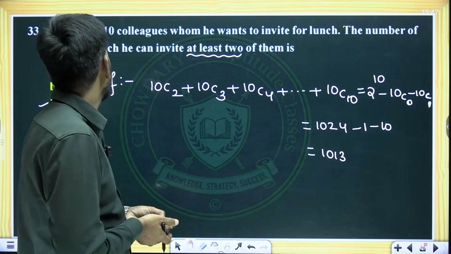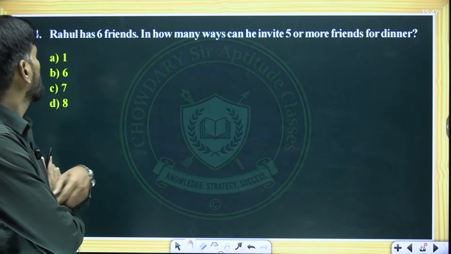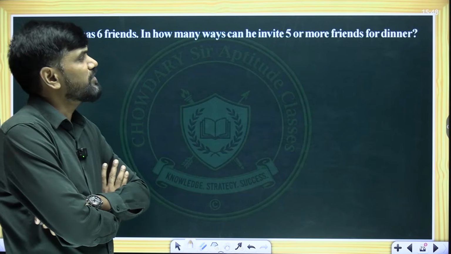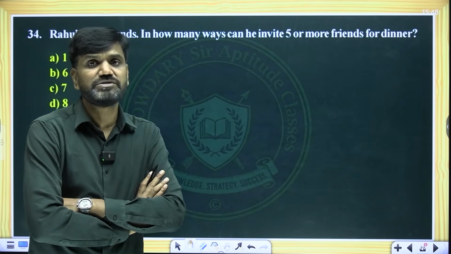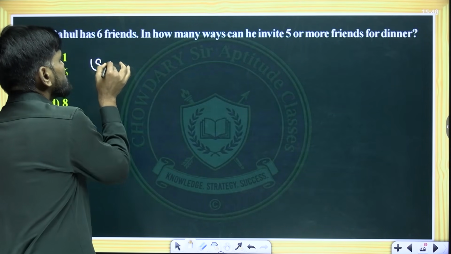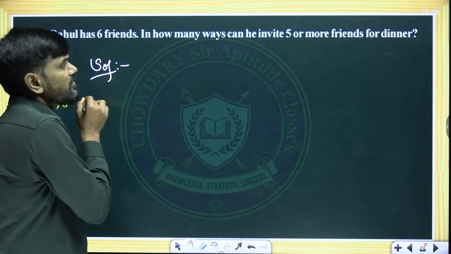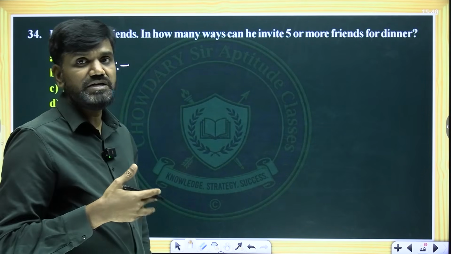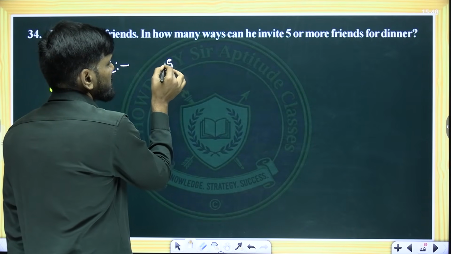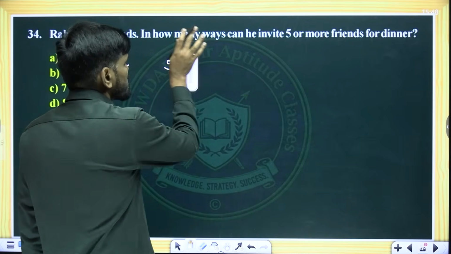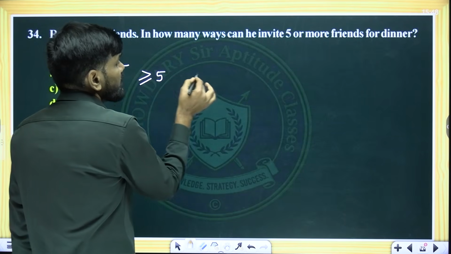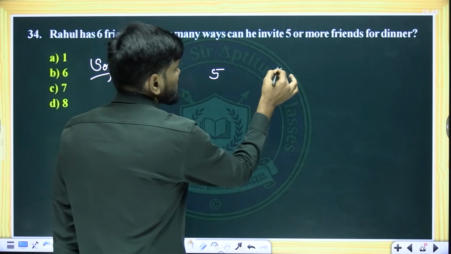Next, let's have a look at problem number 34. Rahul is having 6 friends. In how many ways can he invite 5 or more friends for dinner? So Rahul is having 6 friends. He has to invite 5 or more. 5 or more means he may be inviting 5 friends or 6 friends. It is easy to do directly like this, inviting 5 friends or inviting 6 friends. Out of 6 friends, greater than or equal to 5 is what I am looking for. He can invite either 5 friends or 6 friends.